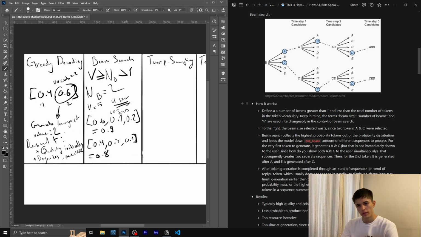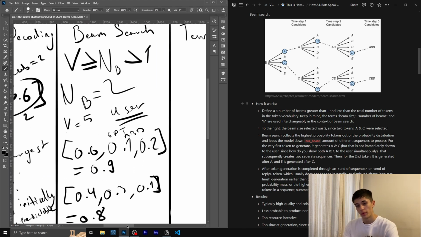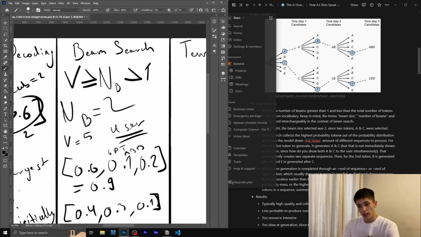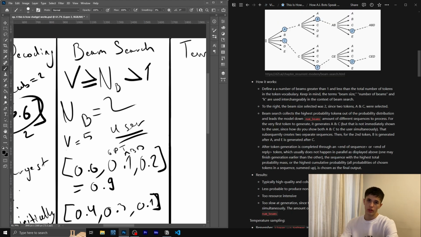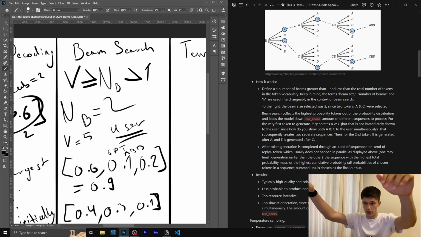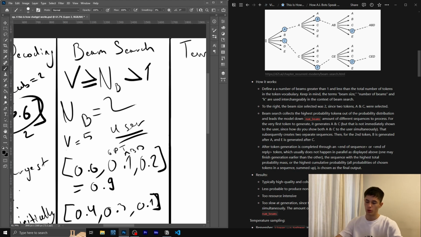Now what are the benefits, or what are the results of this type of computation? Well, it's typically high quality and coherent text, because the more beams you have, the more quality it will become, because it's just branching off and then doing that generation afterwards. And it's less probable to produce nonsensical or repetitive text. It still can, because it's greedy decoding, but less probable anyway.